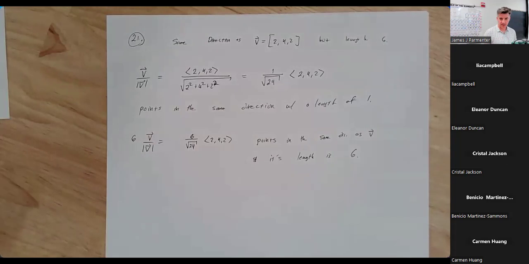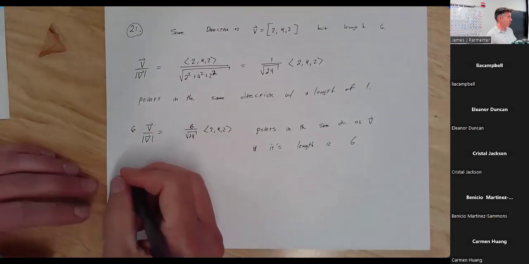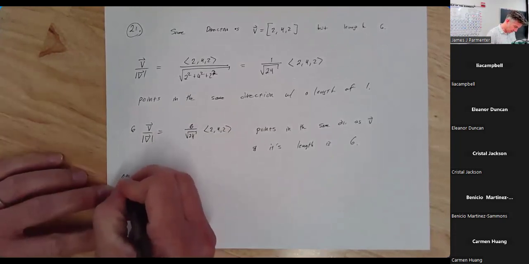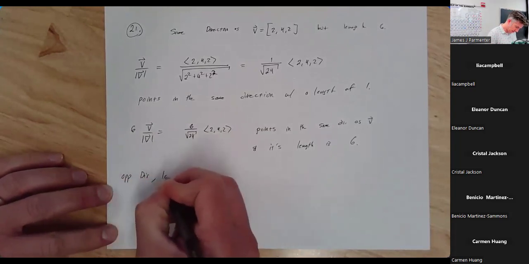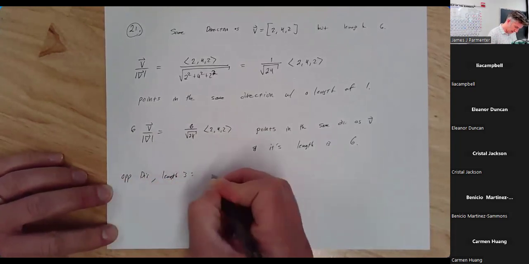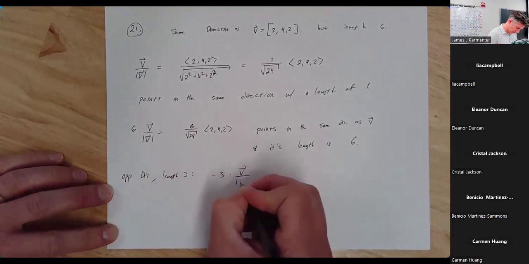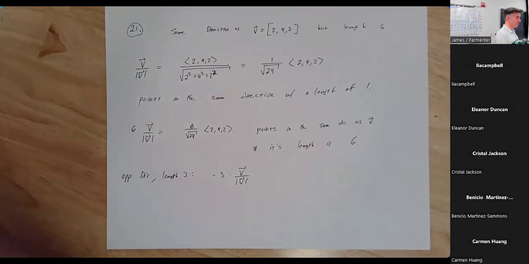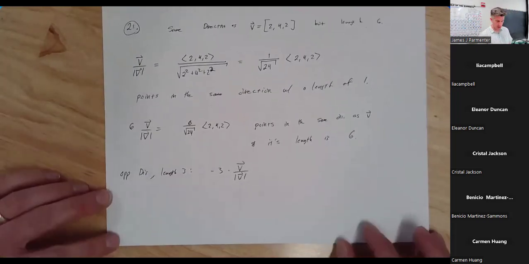Two more things about this. What if I said we wanted to point in the opposite direction and have a length of 3? Right, you multiply by -3 instead. So opposite direction, length 3, you would do -3 times V over the magnitude of V. So whenever you find a vector of a certain length in a certain direction, take the original vector, normalize it, meaning make it length 1, and then multiply it by whatever length you actually need it to be. And then I'll add on here.